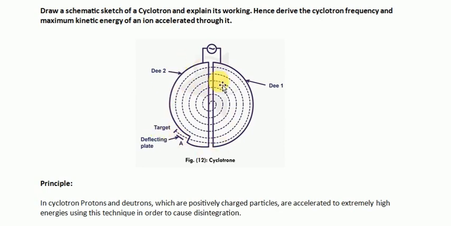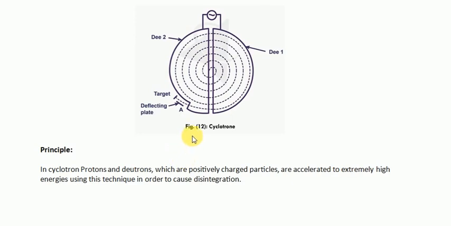So, let's begin with the basic principle. Imagine you have positively charged particles like protons or deuterons, a type of hydrogen ion. A cyclotron uses magnetic and electric fields to boost these particles to very high energy. Why? By giving these particles high speeds, we can use them to study atomic structures or cause nuclear reactions by smashing them into atoms. Now let's get into how this machine actually works.